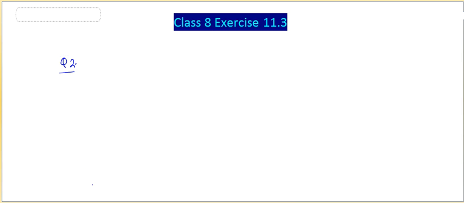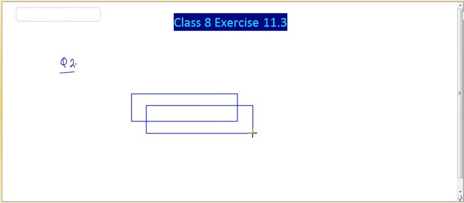Suppose we have a suitcase. Now I am trying to draw a diagram so that the picture should be clear. Suppose this is a suitcase of cuboidal shape. Cuboidal means you can see that all the dimensions are different: 80, 48 and 24. So this will not be a cube but a cuboid, and we will use the formulas of a cuboid here.